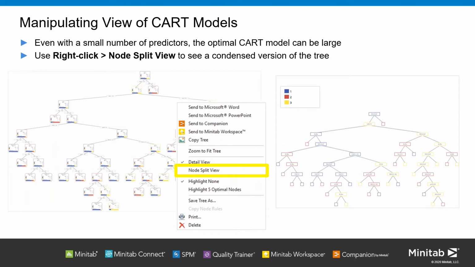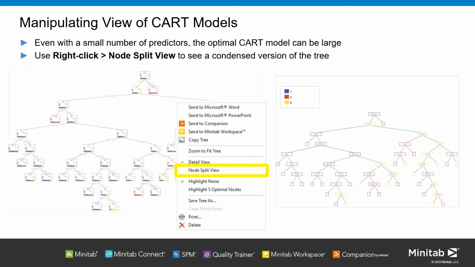So instead of seeing all of the details, this condensed view of the tree just shows which predictor was used to partition the data each time that the data was split. And in this example here, we have a classification tree with 3 levels in this categorical response. So you can see that in the legend, in the node split view on the right, that shows 3 categories of the outcome or Y variable in this model.